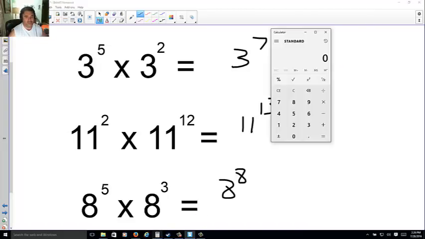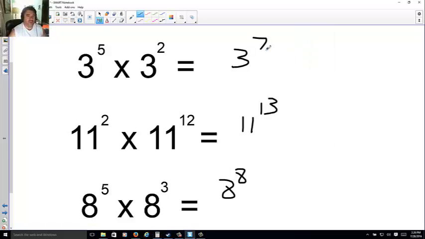3 to the 7th is, see, even I have to check. 3 times 3 times 3 times 3 times 3 times 3 times 3. What a headache. Looks like I got 2187, but that's not the point. I'm perfectly happy with 3 to the 7th power. You don't have to give me the whole thing listed out here. Not at this point.